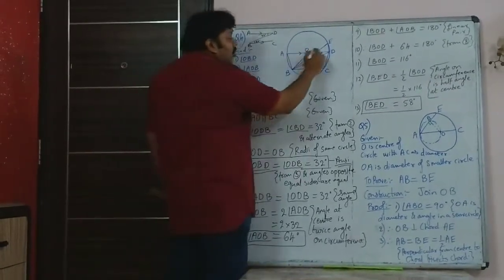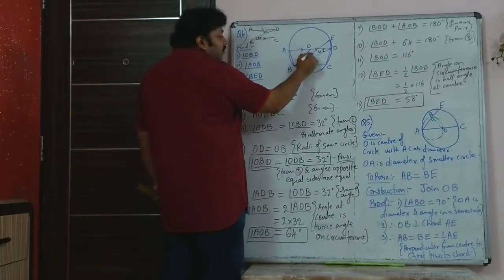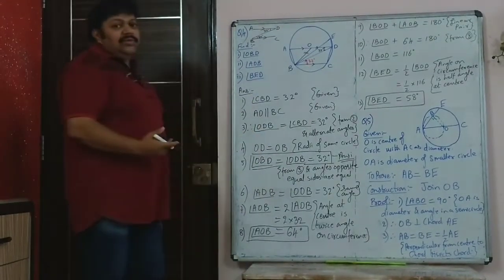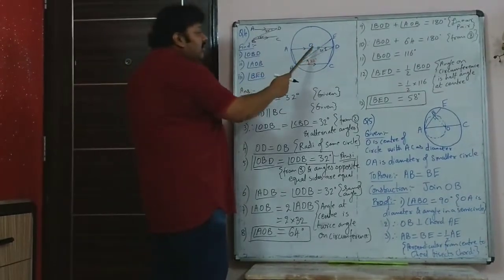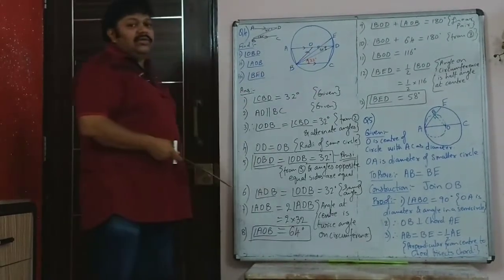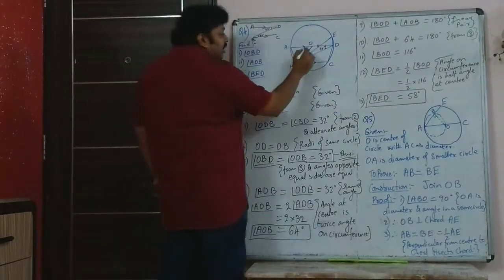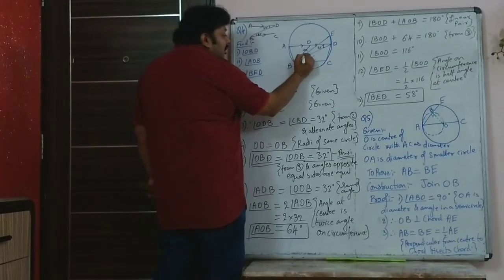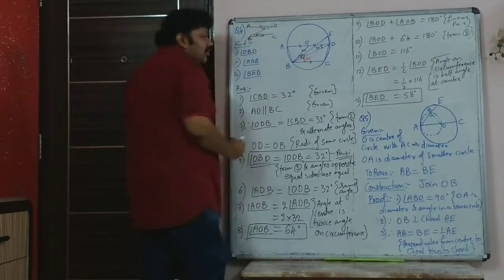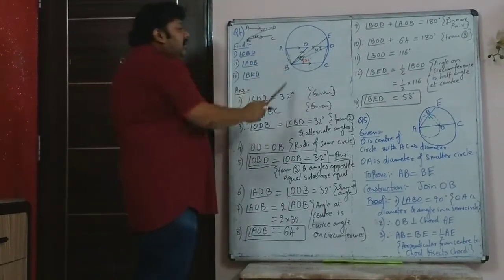Then you have OD. This OD is equal to OB because they are radii of the same circle. O is the center of the circle, so OD and OB are radii of the same circle. So they are both equal. So this angle ODB and OBD are both going to be 32 degree. So that's the first thing asked, what is angle OBD?